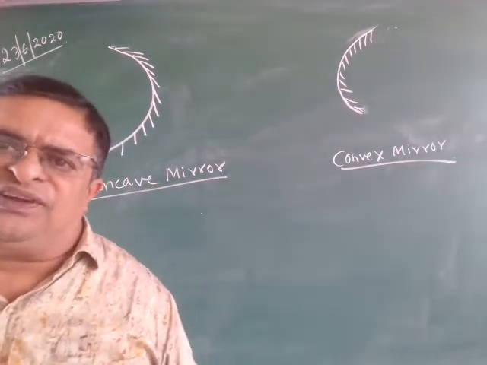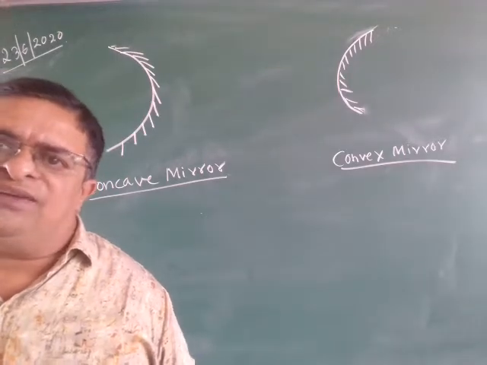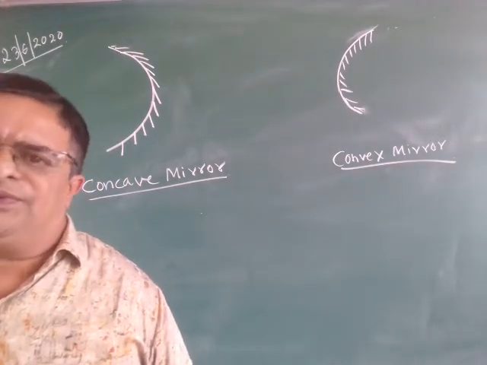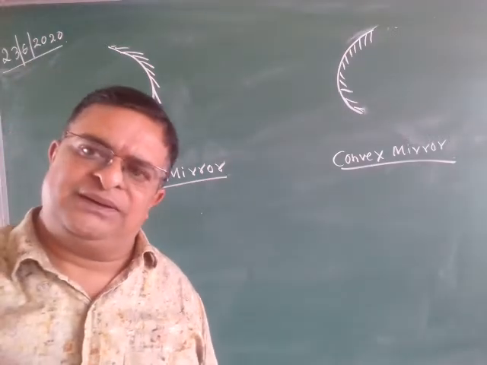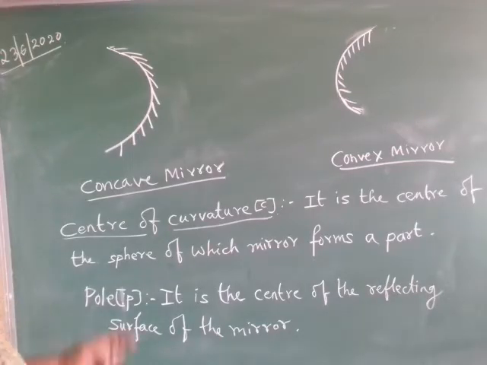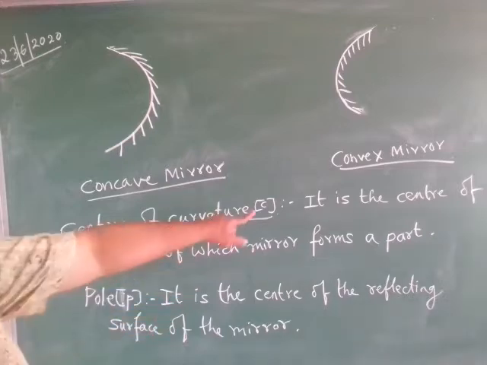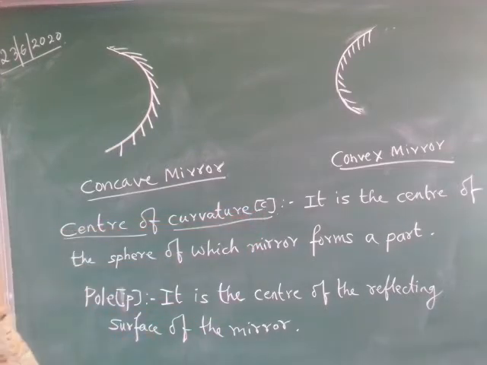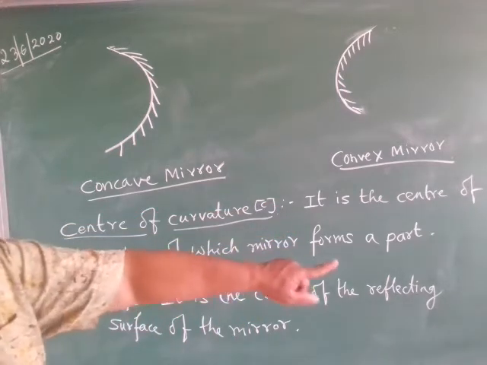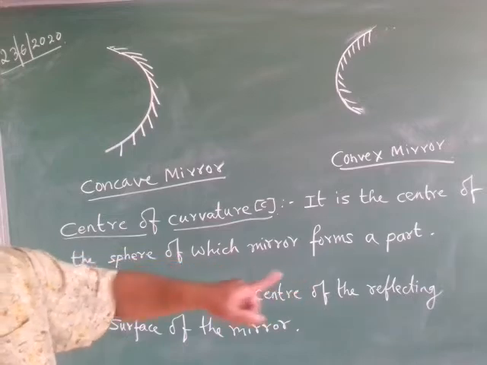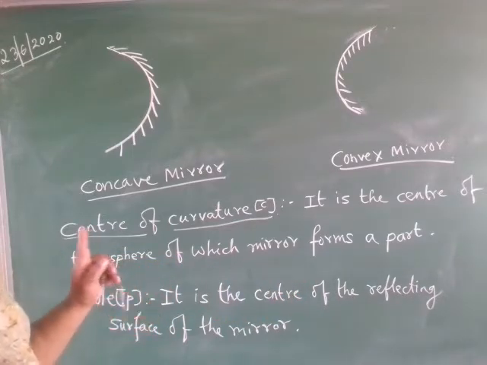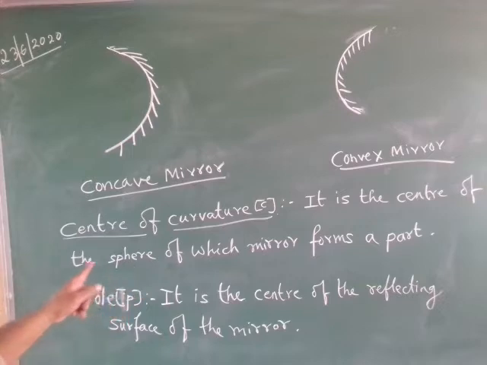Now we shall see some definitions related to concave as well as convex mirrors. We saw what concave and convex mirrors are. First we will see the center of curvature, which is denoted by C. The center of curvature is the center of the sphere of which the mirror forms a part.